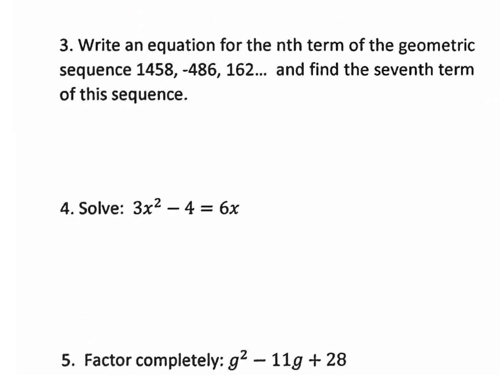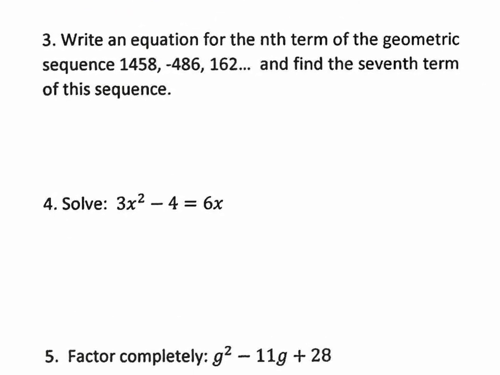Now this is stuff that we haven't seen in quite a while. So number 3, it says right there geometric sequence. And in Algebra 1, we did arithmetic in semester 1 and geometric in semester 2, early semester 2. So arithmetic was where there was a common difference, and geometric is where there was a common ratio. You guys remember that? Arithmetic was a common difference, and geometric is a common ratio.